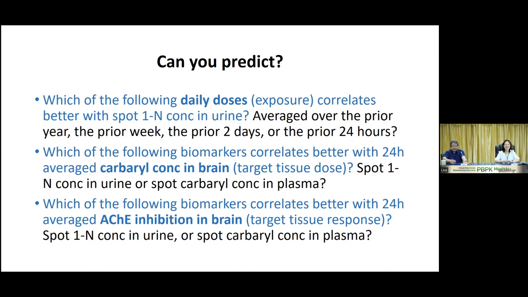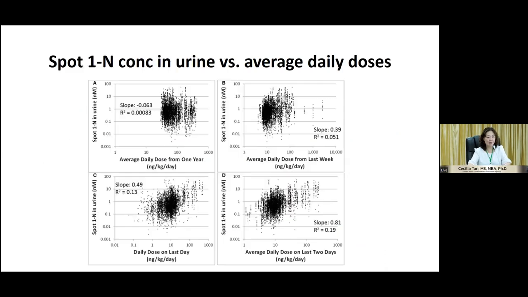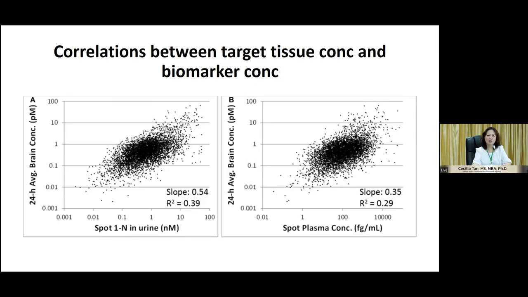I guess a spot carbaryl concentration in plasma may be better. That is what we thought too, right? Because it's the parent in plasma and it should correlate better with the parent in brain, we would think, right? But it's not. And when you think about it, that's the great thing again about the PBPK model. It gives you the results and then helps you think why.